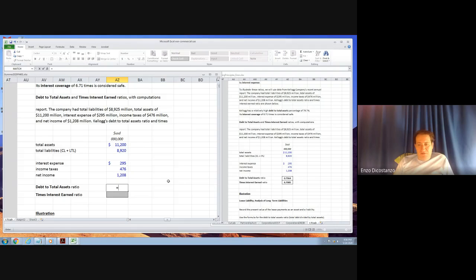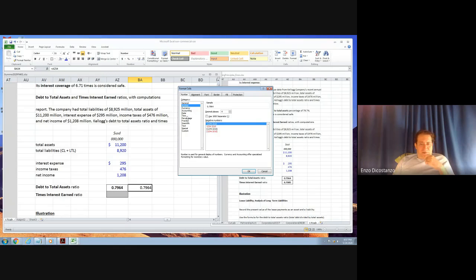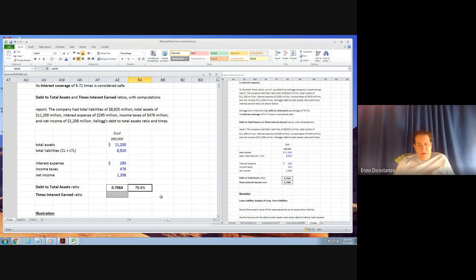So debt to assets is all the liabilities divided by all the assets. About 80%, right? About 80%, so equals this. Let's do a percentage of this. I should have had that worked out before. We only need 1 decimal place.